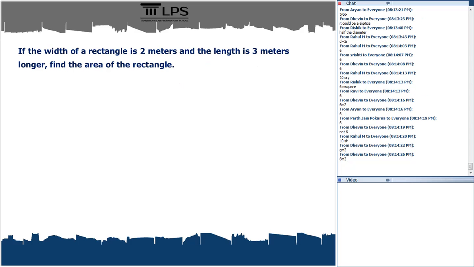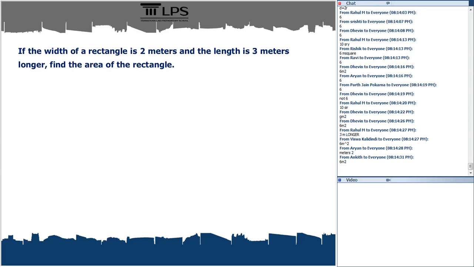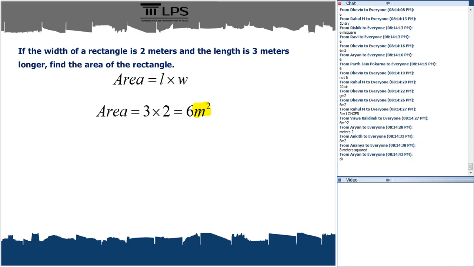So Rishik says the answer is 6 meters square. Very nice. That's the answer appearing on the screen with the unit. Don't forget to write the unit. Ananya, 3 into 2 is 6, not 8.